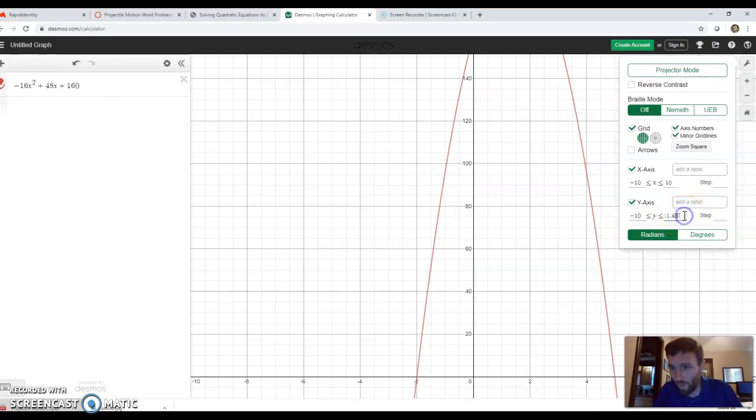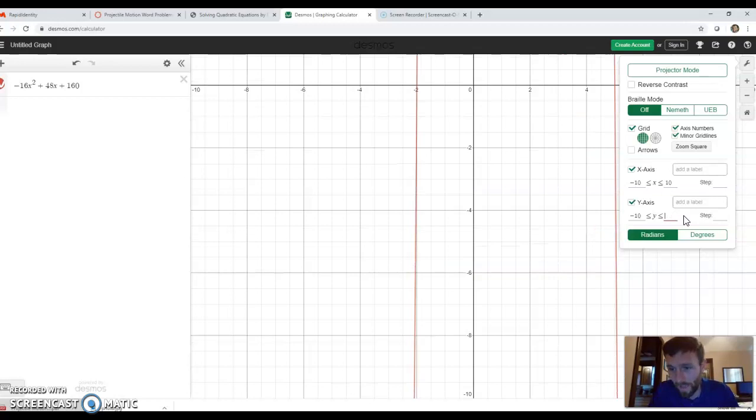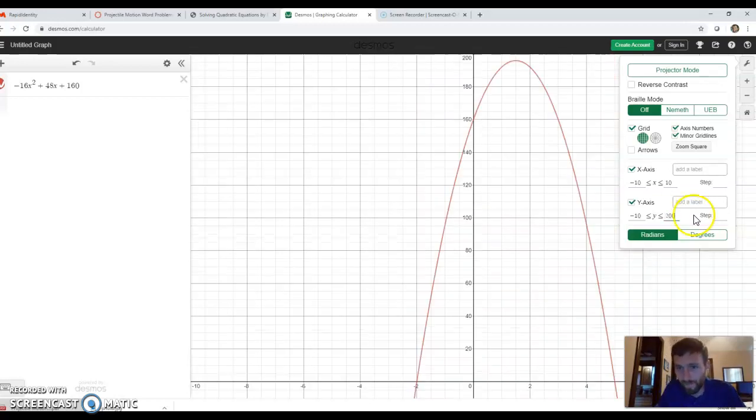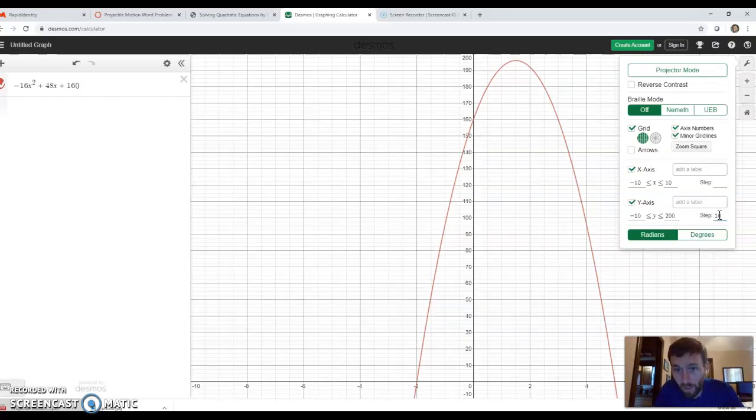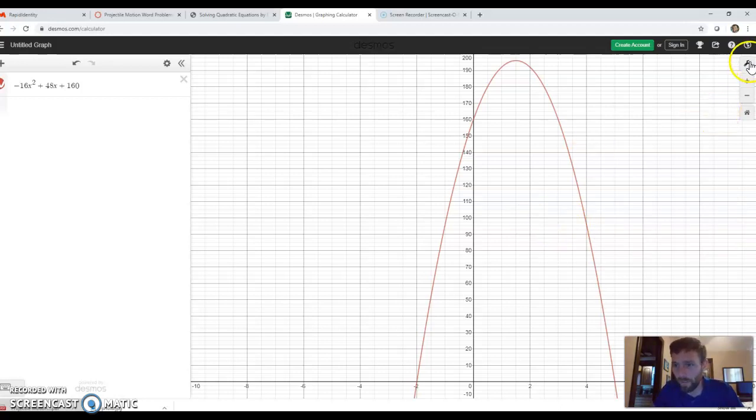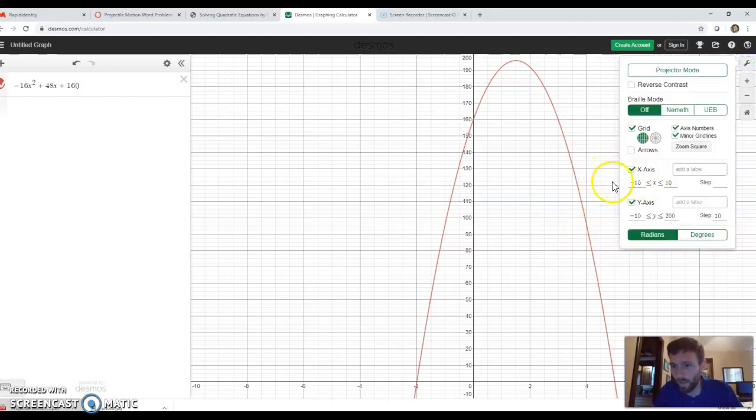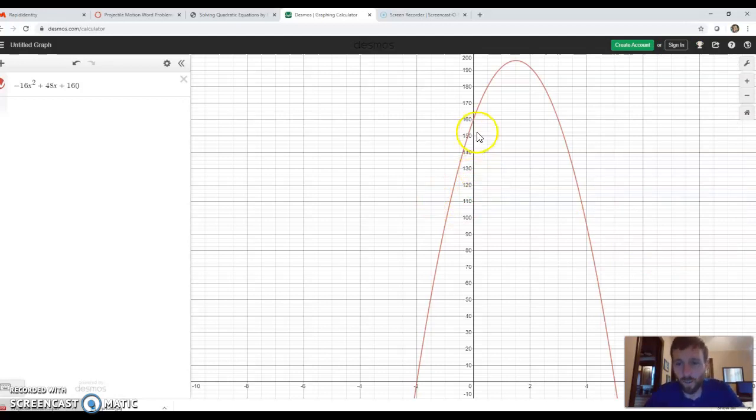And then for the y maximum, this is just like our TI calculator. So we have a y minimum and a y maximum. We'll go 200. And then let's count by tens. That's good. Okay, so now I'll bring that back up so you can see it. So notice the x-axis, the y-axis, and don't worry about radians and degrees. So now we're looking at this, and we have a y-intercept of 160.